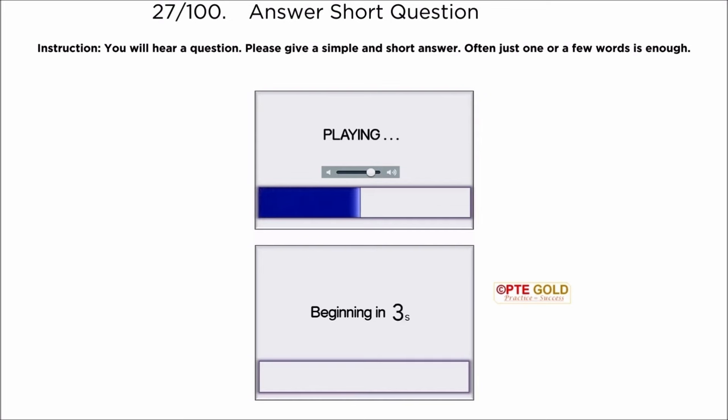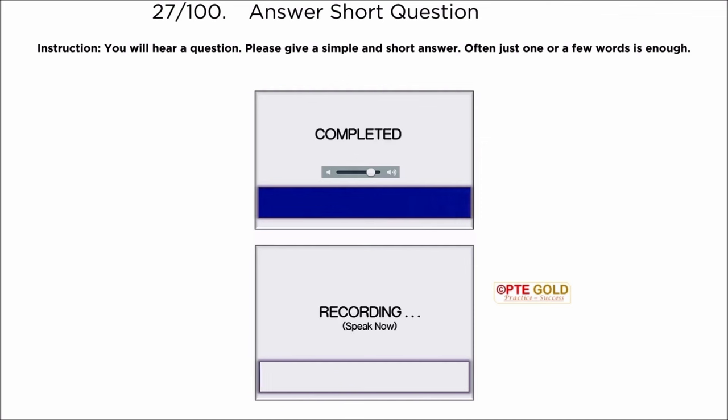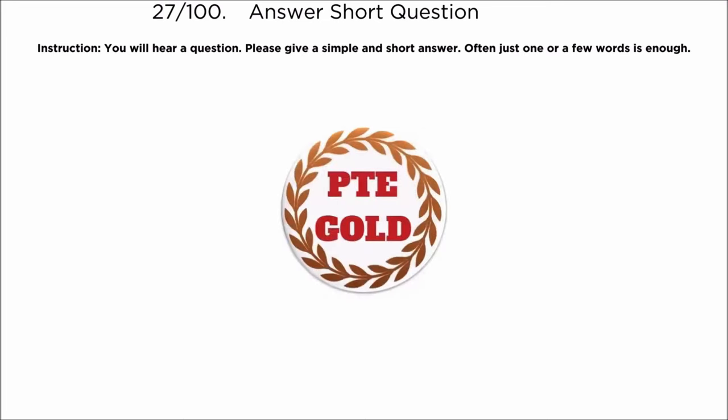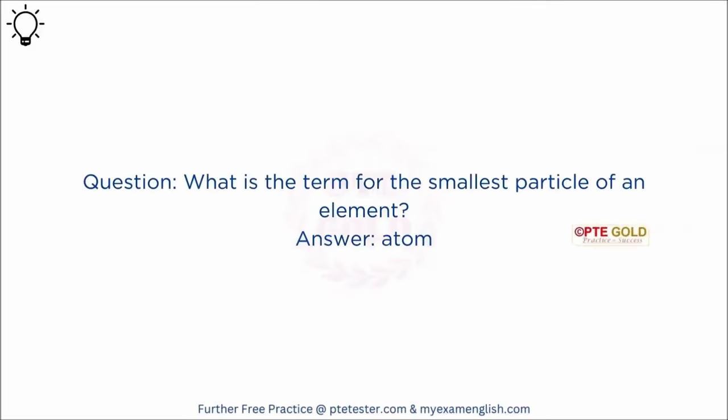What is the term for the smallest particle of an element? Atom.